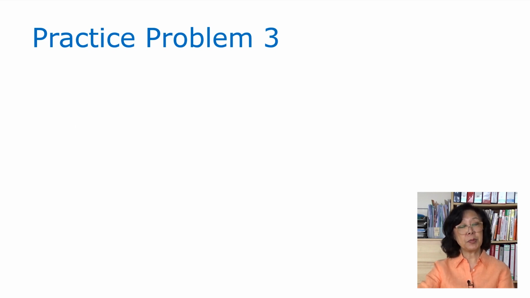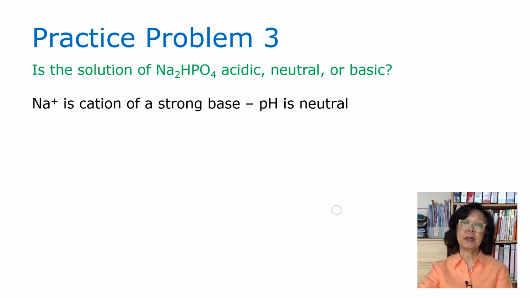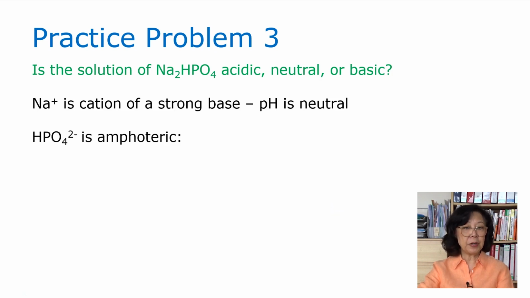Let's try practice problem number 3. For the solution of Na2HPO4, is it acidic, neutral, or basic? Now here we disregard the Na+, which is a spectator ion, and its pH is neutral. Let's focus on the HPO4 2- ion, which is amphoteric, meaning it can act as an acid and a base.